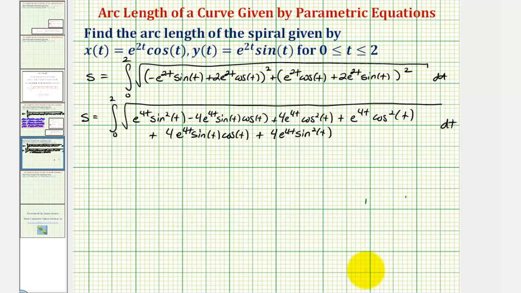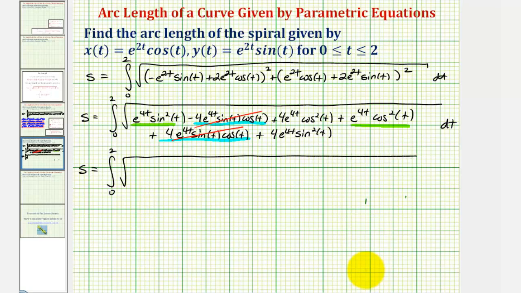From here, notice how these two terms are opposites, and therefore they sum to 0. And then from here, notice that these two terms share a common factor of e raised to the power of 4t. So let's go ahead and write those in factored form. If we factor out e to the 4t just from those two terms, we'd have e to the power of 4t times sine squared t plus cosine squared t.